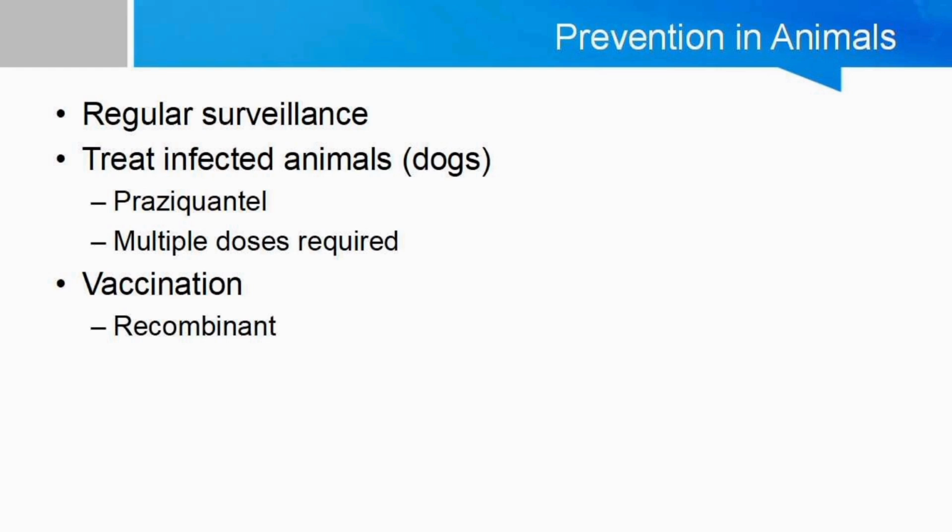Eradication and control measures for the Echinococcus granulosus sheep and dog cycle have been successful in some areas, particularly on islands such as Iceland, New Zealand, and Tasmania.